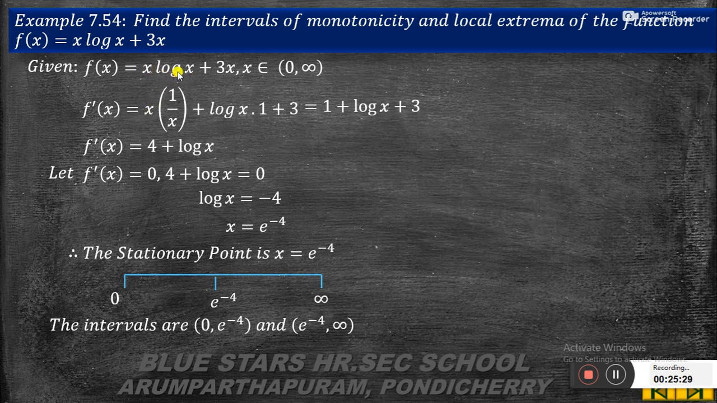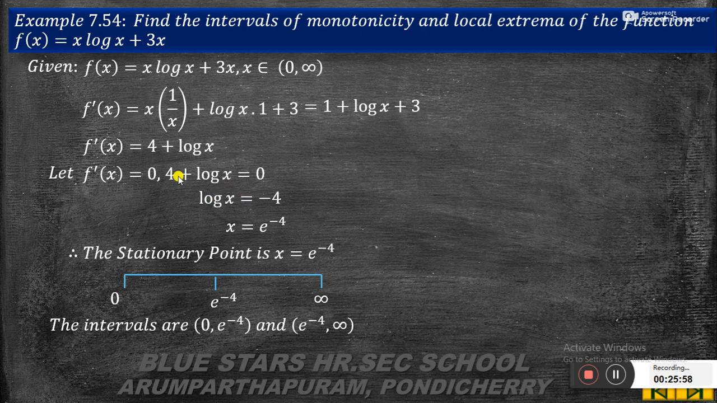Next I differentiate the second function. Differentiation of log x is 1 by x, plus the second function I write as it is. First function I differentiate, differentiation of x is 1, plus 3 into differentiation of x, which is 1. So x cancelled, 1 plus log x plus 3. So 1 plus 3 is 4, 4 plus log x is f dash of x. In the next step I take f dash of x equal to 0. So 4 plus log x equal to 0.